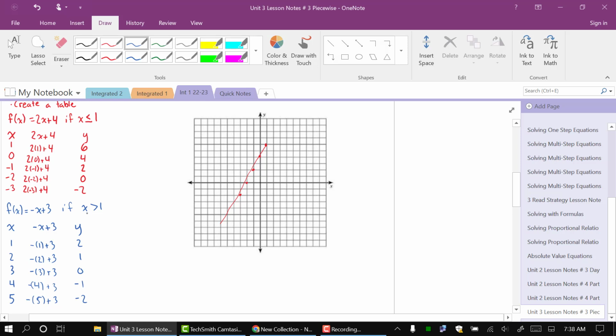But you'll notice that this is x is greater than 1. Since it's just greater than, this is going to be an open circle. So the point is 1, 2. So 1, 2. And as I said, that's going to be an open circle. This is where the solution actually is here. This is not where it is. It goes all the way up to here. Then it's going to continue on this graph over here. So it's 2, 1, 3, 0, 4, negative 1, and 5, negative 2.